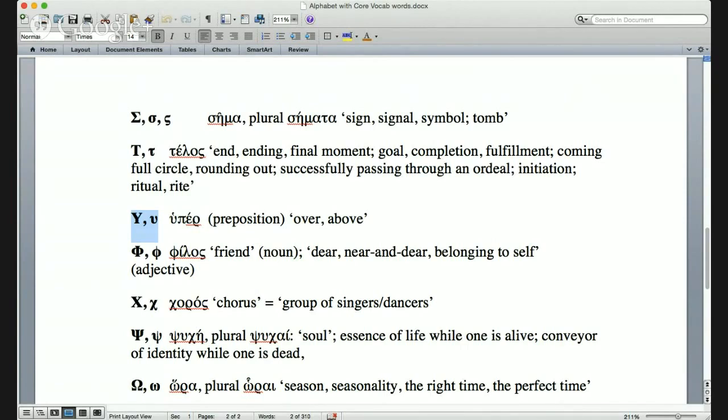So a capital upsilon looks like a Y. A lowercase upsilon kind of looks like a U, but it has no vertical bar on the right. And you don't want to confuse it with the nu, which is the one that looks like a V. Right.